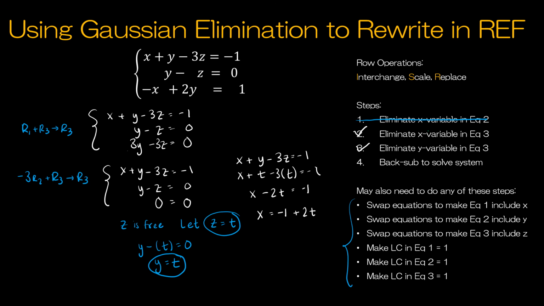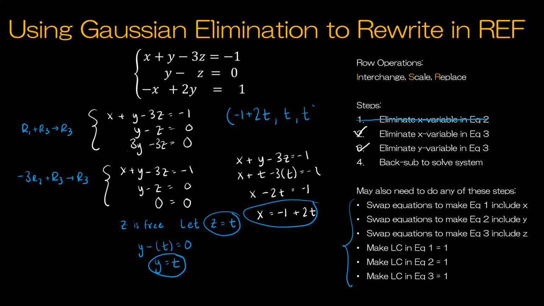So what is my final solution? My final solution is the ordered triple. X is -1 plus 2t. Y is t.